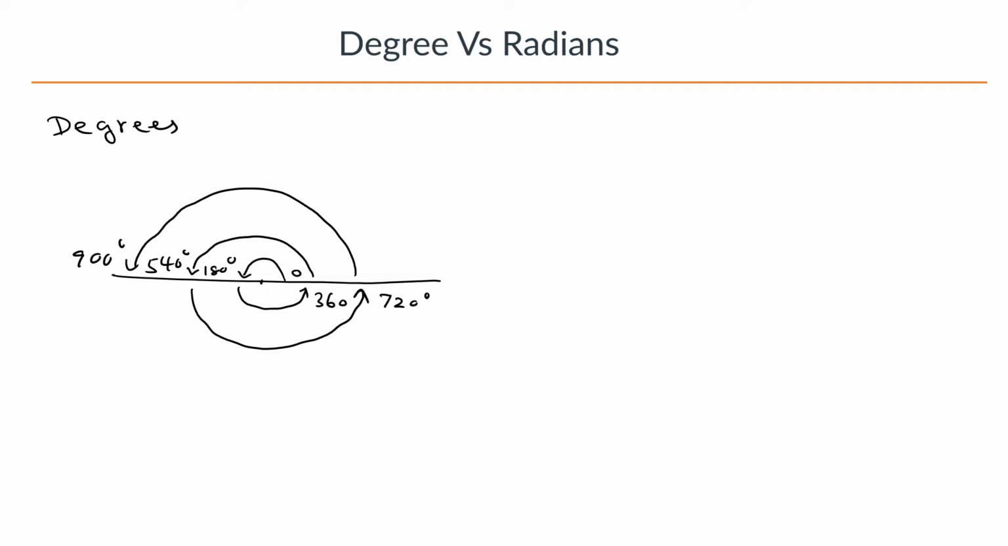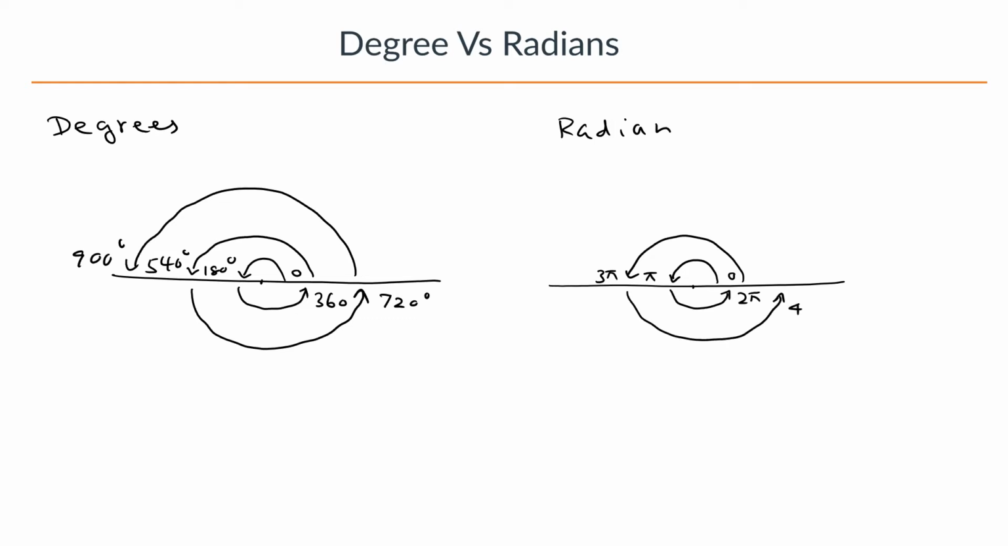And then in radians, we have a similar idea. In radians, we can start with 0, and then we have pi, then 2 pi, then 3 pi, 4 pi, and then 5 pi. You can just continue like that, and this will be very useful when we find the reference angles.